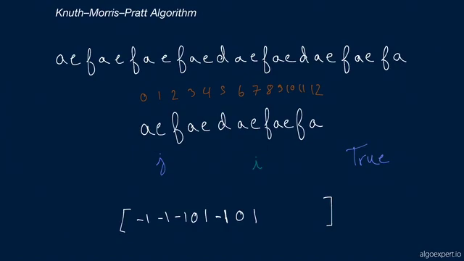So now we move our two indices forward one more. F is equal to F, so we're going to put a 2 here. Move our indices one more. So now we're comparing A to A. They're equal to each other. Great. So we're going to put a 3 here because J is index 3.